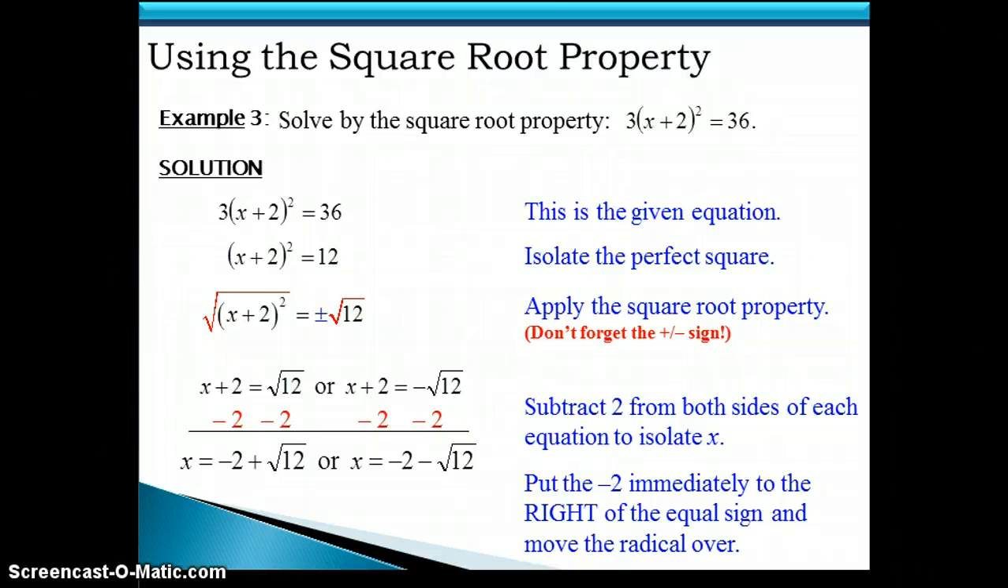So now, notice that the square root of 12 can be simplified. We have to simplify that before we can give our solution set.